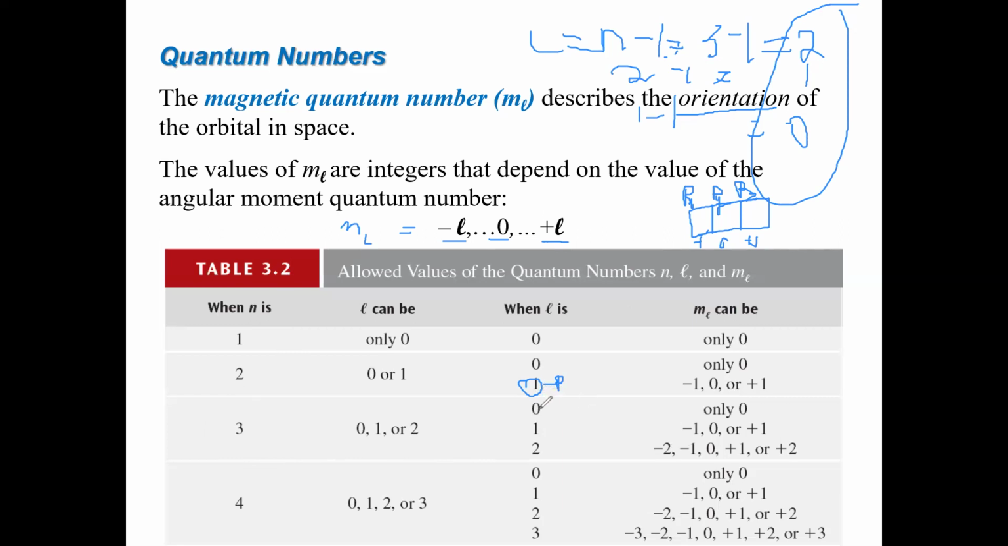When L is 0, you have only 0 as m. When L is 1, you have minus 1, 0, or plus 1. And when L is 2, you have minus 2, minus 1, 0, plus 1, or plus 2. That is why in the d orbital you have 5 boxes. The first one is minus 2, minus 1, 0, plus 1, and plus 2. So let's stop here for this one and we will continue.